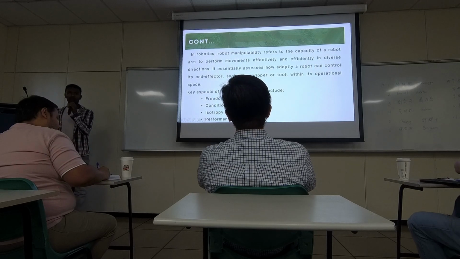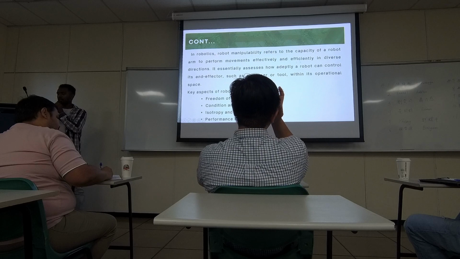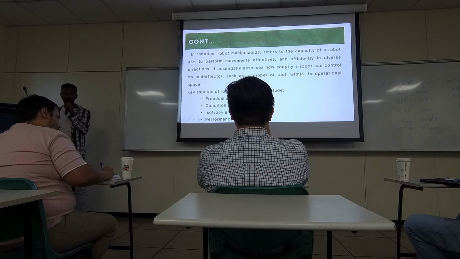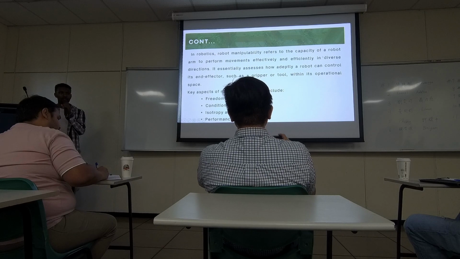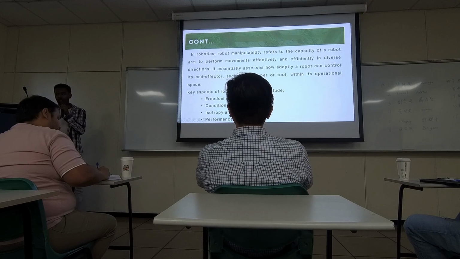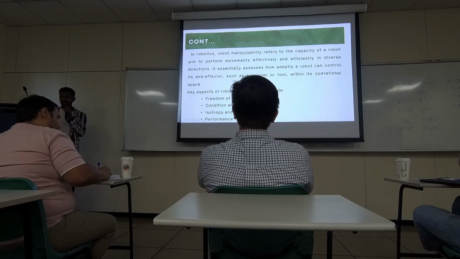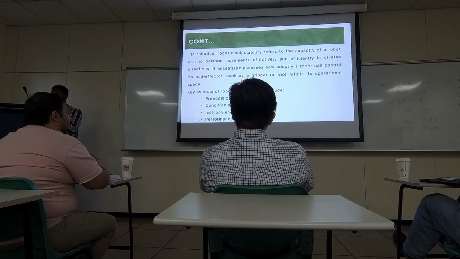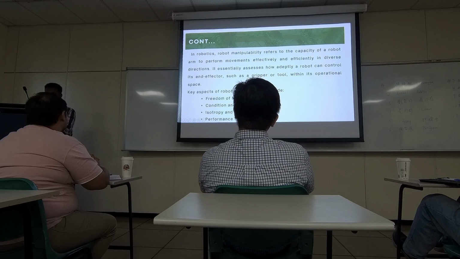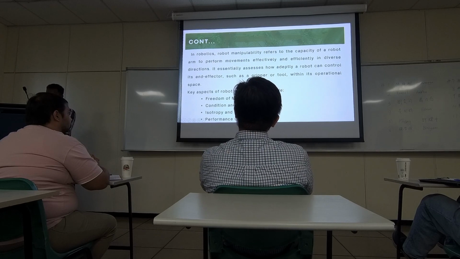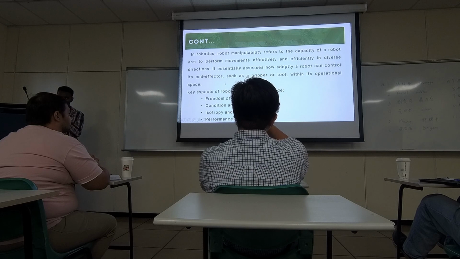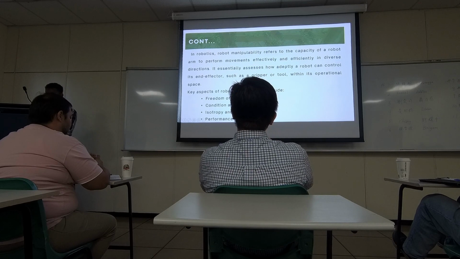In robotics, manipulability is the capacity of the robot's arm or manipulator to perform movements effectively and efficiently within diverse directions. It is essential to assess how adaptively the robot can control its end effector velocities, such as a gripper or tool, within its operational space. Let us see the key aspects of robot manipulability.